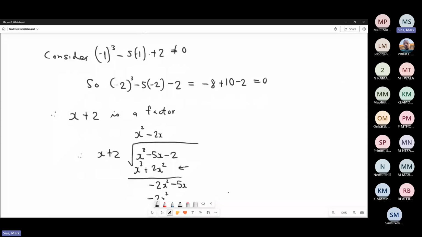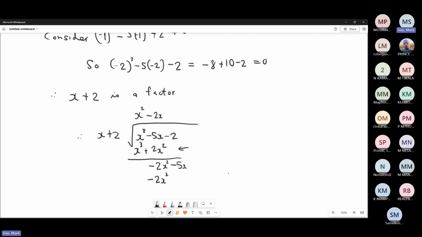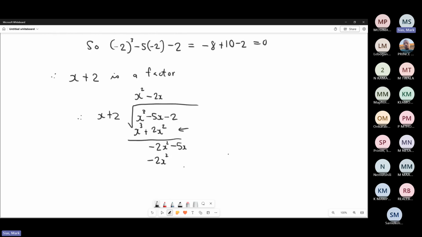Okay. So it goes in the x squared, so it's x cubed plus 2x squared. So I'm subtracting, so that gives me minus 5x. Okay. So I'm asking how many times does it go in there? Minus 2x. So plus 5x. Okay. So it seems fine. Everything seems fine. I'm just multiplying out now.